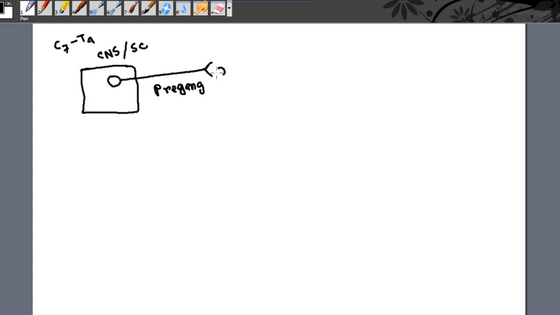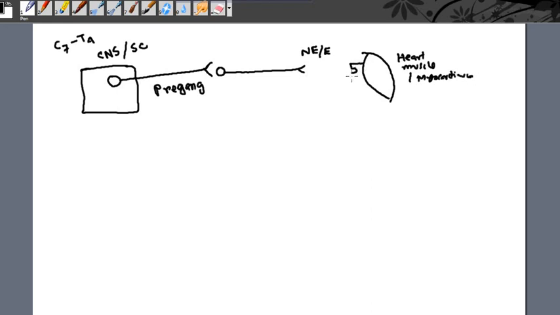So this is the preganglionic neuron, and the preganglionic neuron synapses with the postganglionic neuron, and this postganglionic neuron releases norepinephrine or epinephrine, and this norepinephrine and epinephrine will stimulate the cardiac muscle cell. So suppose this is the heart muscle, or myocardium, and on the surface of the myocardial muscle cell there is a very high concentration of beta 1 receptor. And when norepinephrine and epinephrine stimulate this beta 1 receptor, what happens?